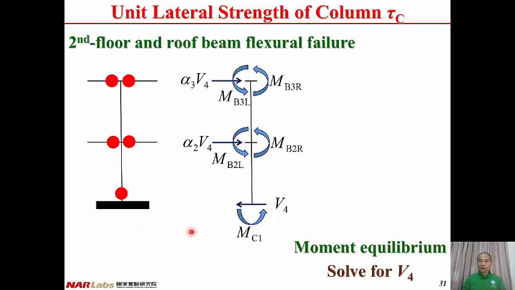And this is the fourth mode. Here is the beam flexural strength at the left-hand side, and here is the beam flexural strength on the right-hand side, and here is the beam flexural strength at the roof on the left-hand side, and here is the flexural strength of the beam of the roof on the right-hand side. And alpha 2, alpha 3 here can be obtained from the vertical distribution of the seismic force. Therefore, in this free body diagram, only V4 is unknown. Therefore, according to moment equilibrium, we can solve for V4.